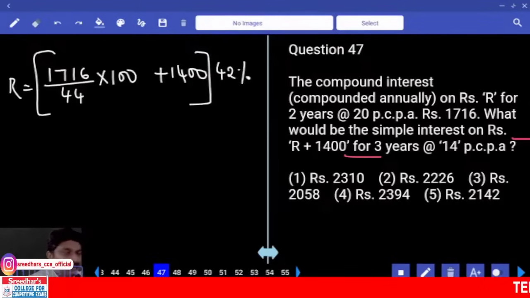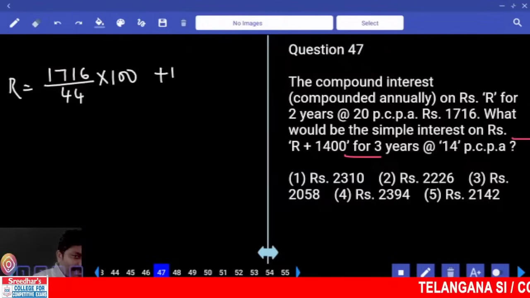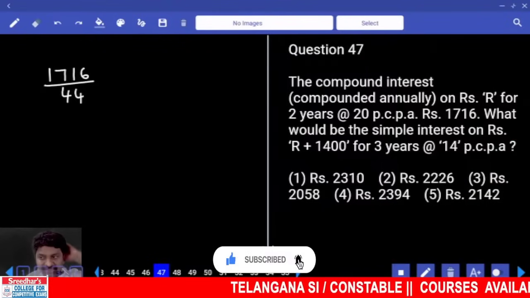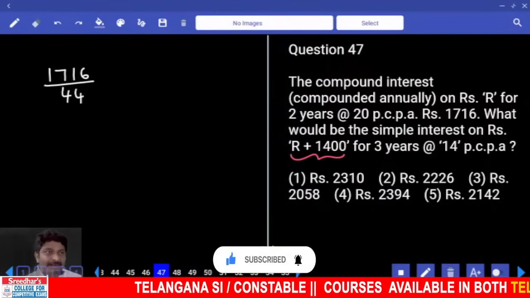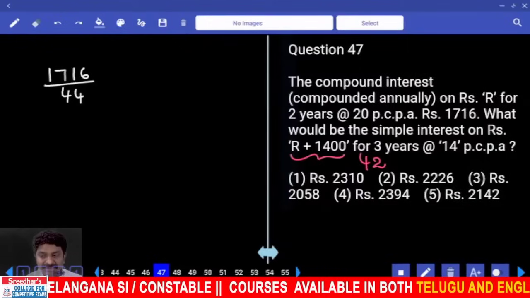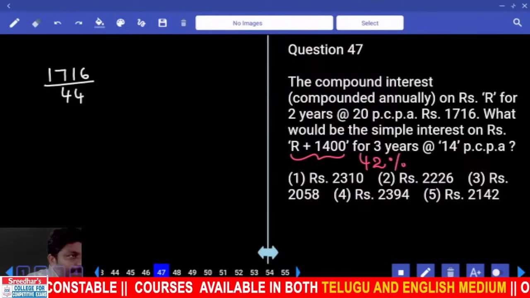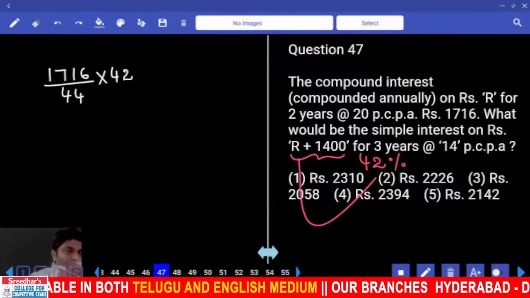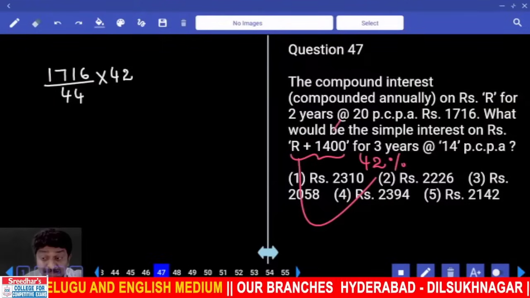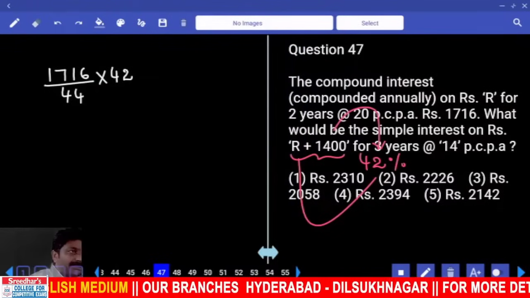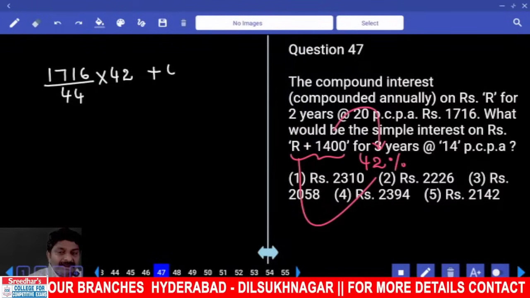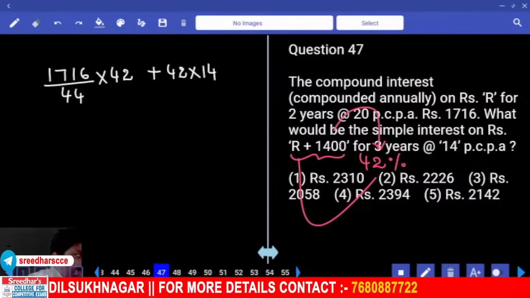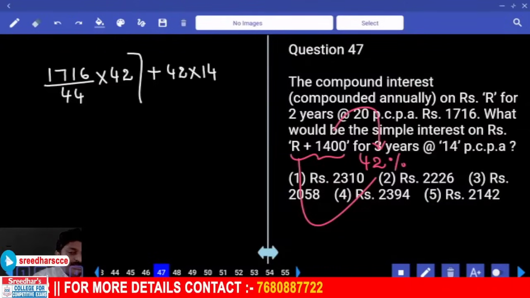Are you okay? Instead of this, I won't suggest this method. This is 1% value. See, final question is, on R plus 1400, we need to calculate simple interest which is equal to 42%. Agreed? On R 42%, this is 1% value, 42% is this much. On extra 1400, we have to calculate 42%. 42% of 1400 will be 42 into 1% value, that is 14. You got it? This is one term.